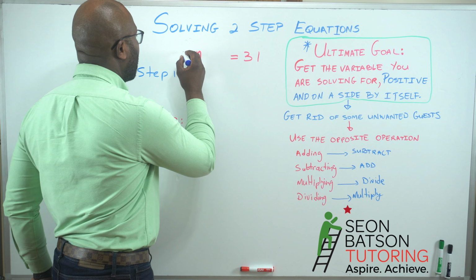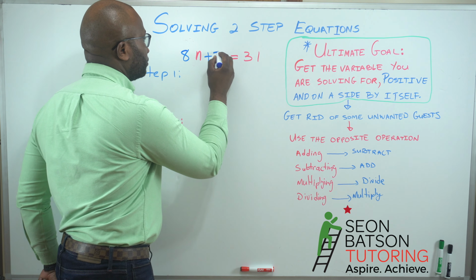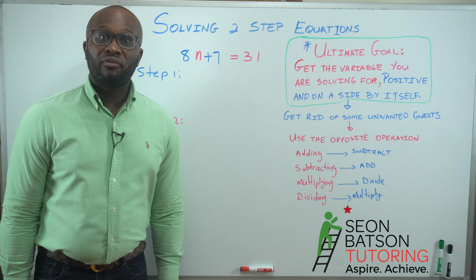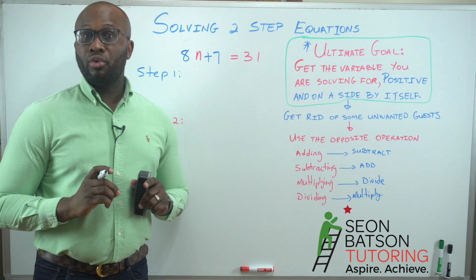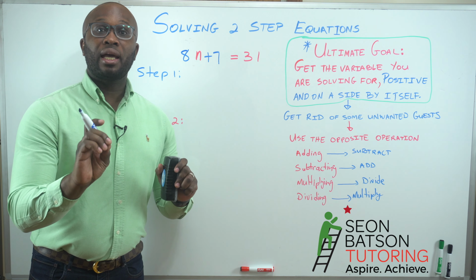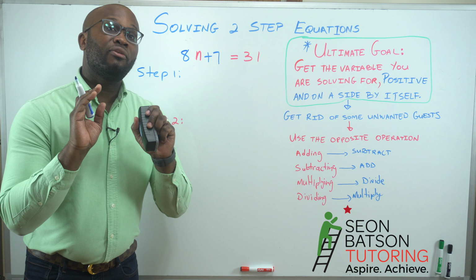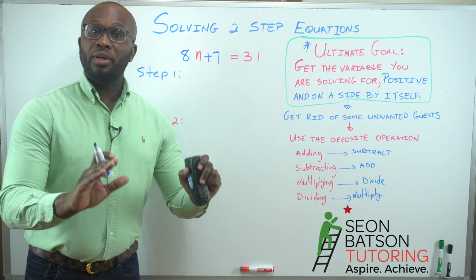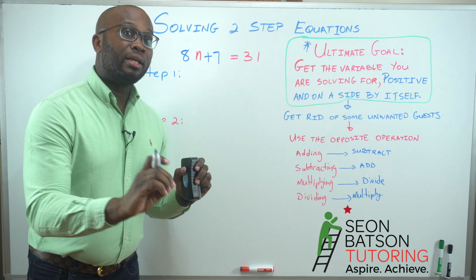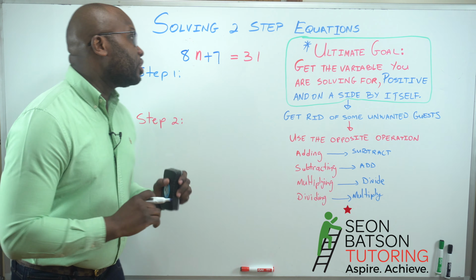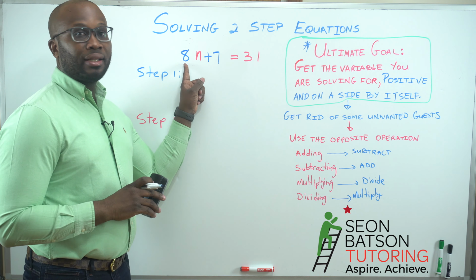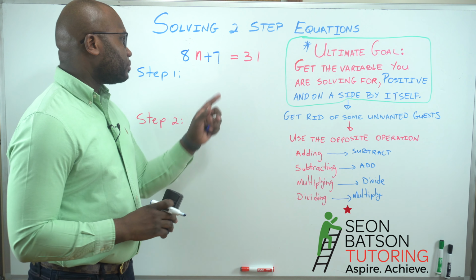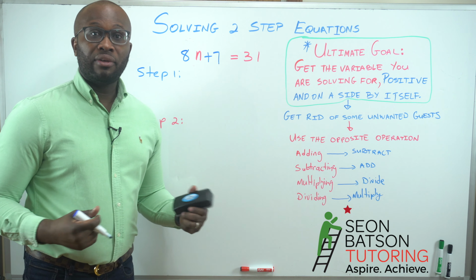The question is, however, which guest do I get rid of first? Here is a quick rule. You always get rid of the guest that is closest to the variable last. Always get rid of the guest that is closest to the variable last. So in this example, we'll get rid of the 8 last because the 8 is closer to the n. So we'll get rid of the 7 first.